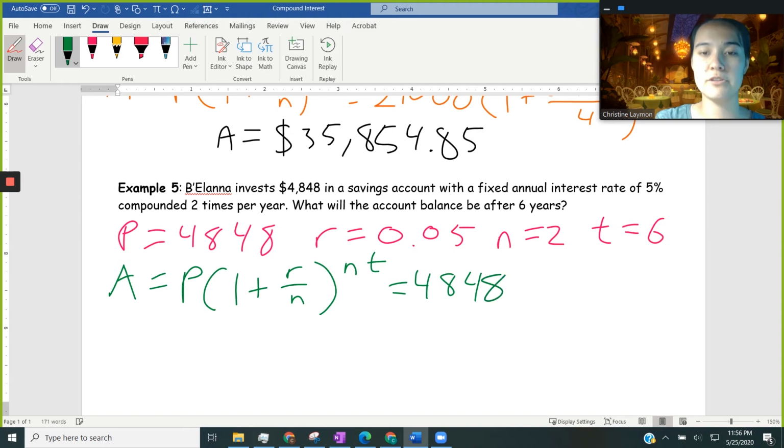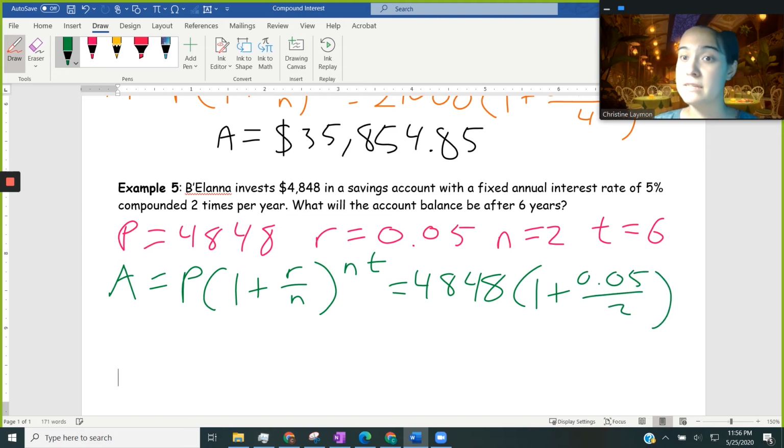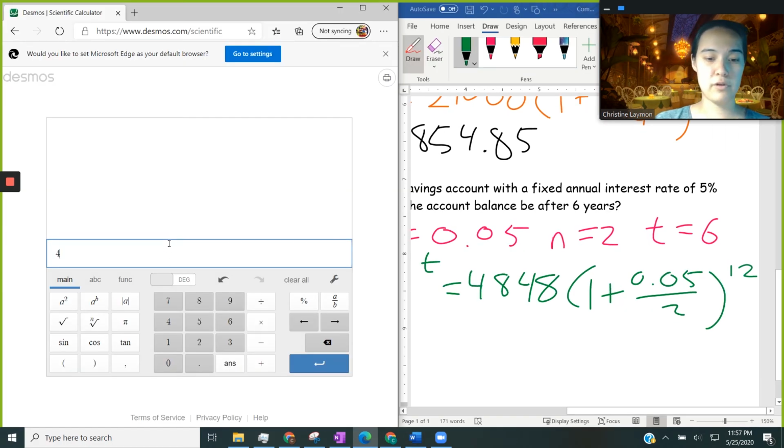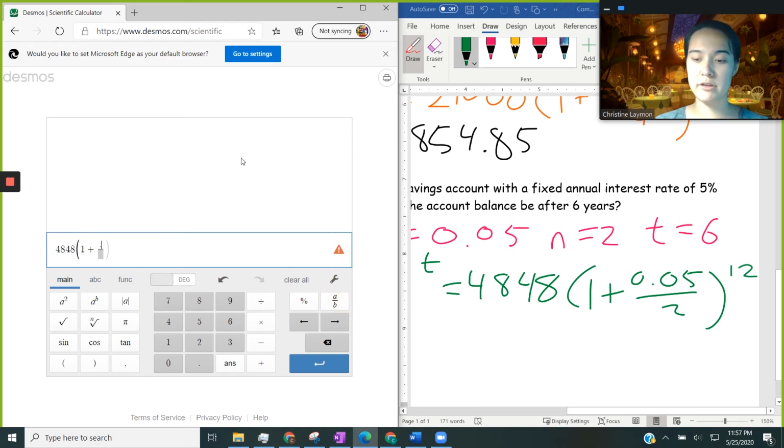Okay, so we have 4848 times 1 plus 0.05 over 2 raised to the 2 times 6. So raised to the 12th. Okay, we're going to go ahead and plug this into the calculator. So 4848, parentheses, 1 plus, put in our fraction, 0.05 over 2, all raised to the 2 times 6, which is 12. And again, it's 12 because N times T was the 2 times 6.